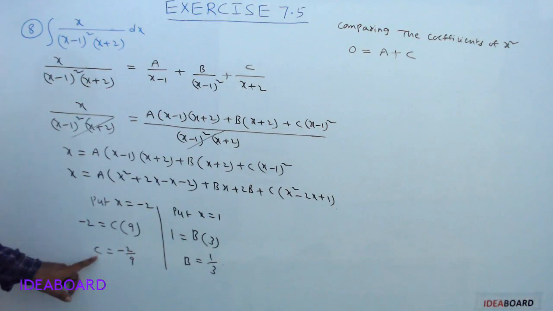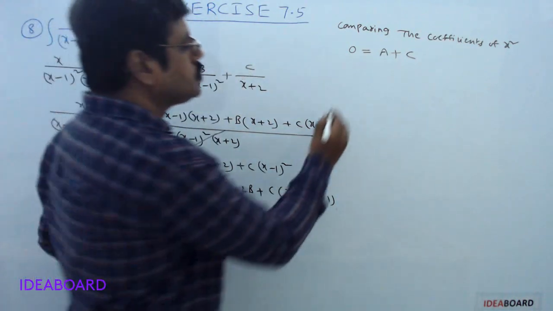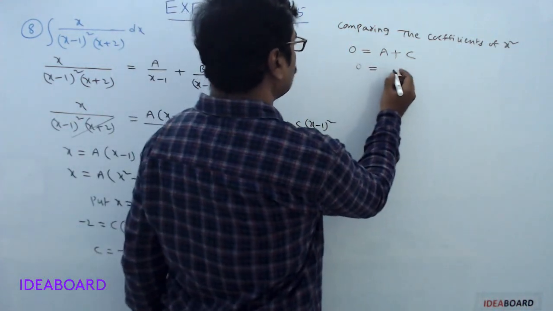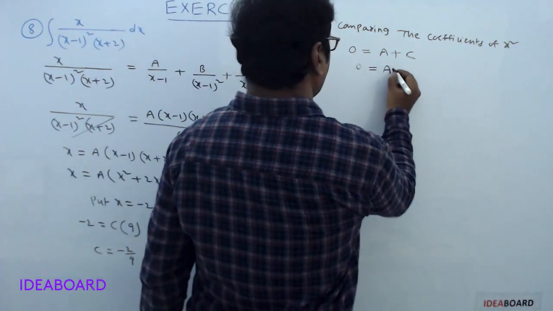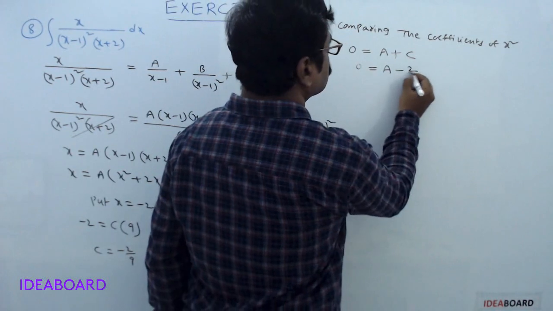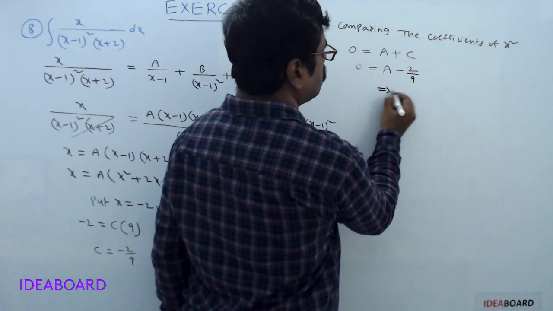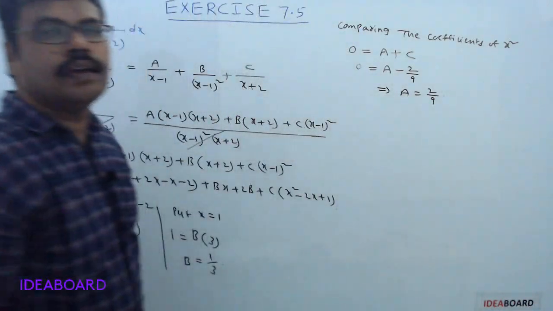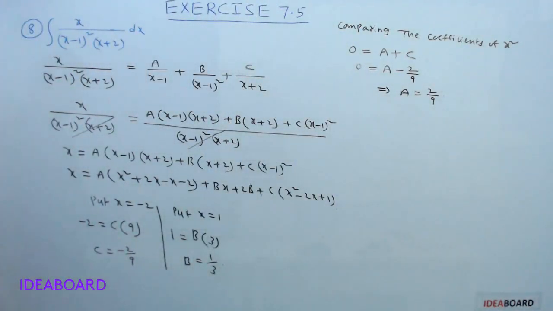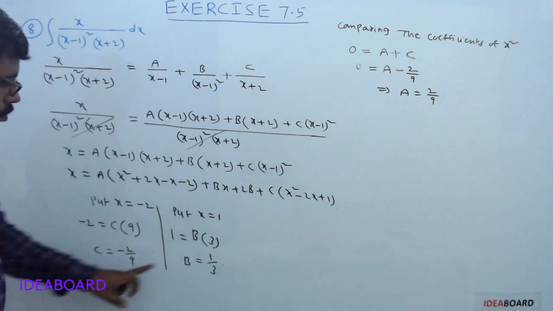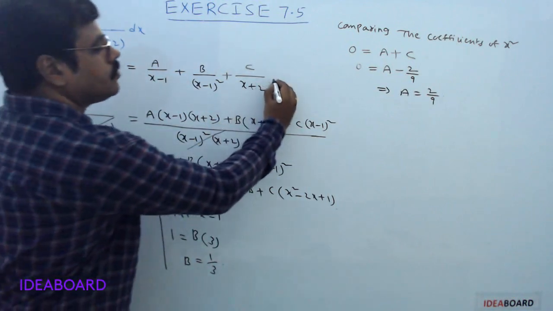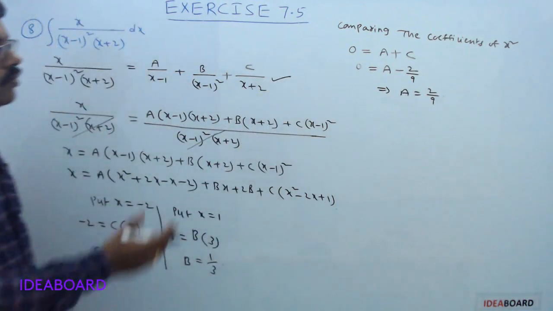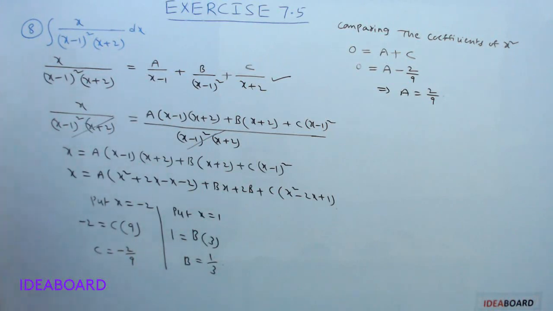Already we have found the value of c. What is the value of c? Minus 2 divided by 9. So 0 equals a minus 2 by 9. So this implies a value is 2 divided by 9. Then substitute the values of a, b and c in this equation. First write down those steps.